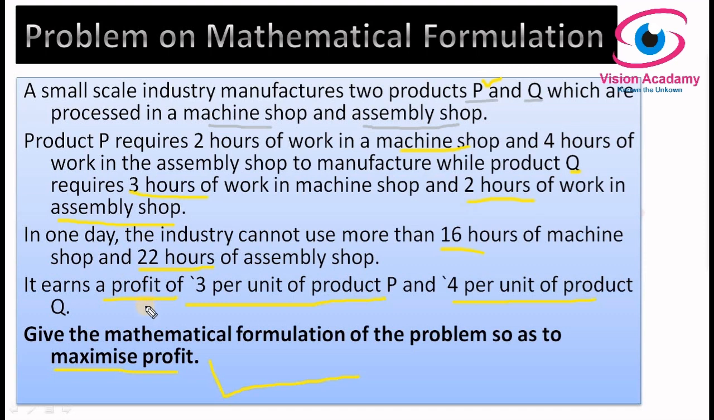Maximization of the problem means after solving the problem you will have alternative courses of action. In that, you have to take the course of action with the maximum amount. In case of minimization, you will select the lesser amount. In case of maximization, you will select the greater amount. So for this, let us make a mathematical formulation.